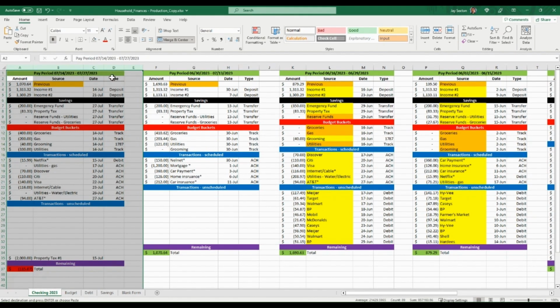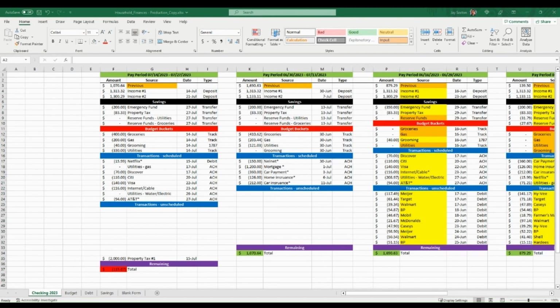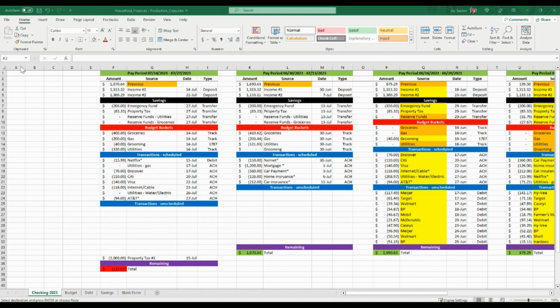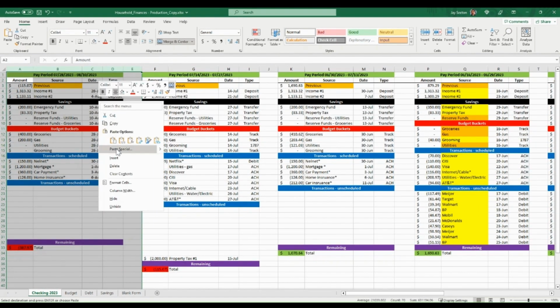Now I'm going to add a couple more because I really want to look further into the future on these. So I'm actually going to end up adding 2 more pay periods here. So we've worked these out, and then we'll work out the next one as well.